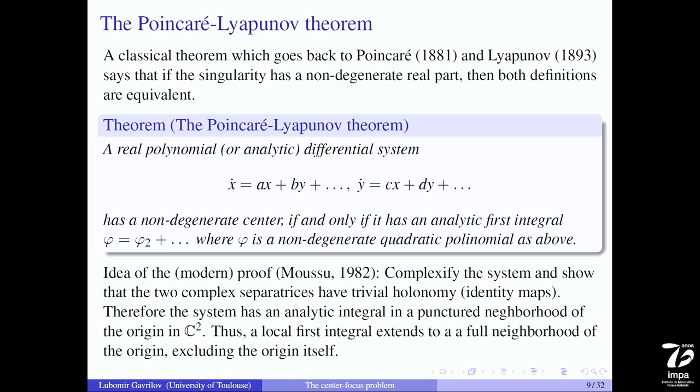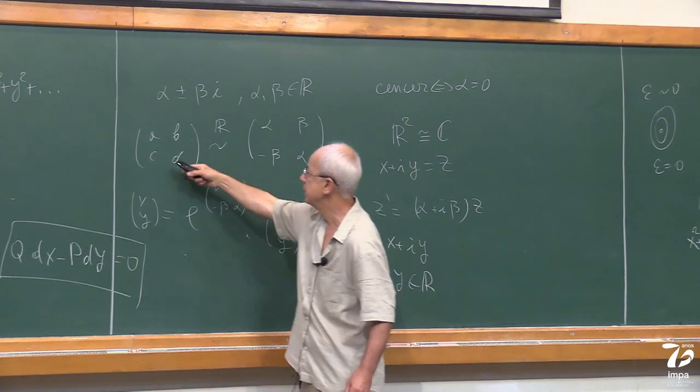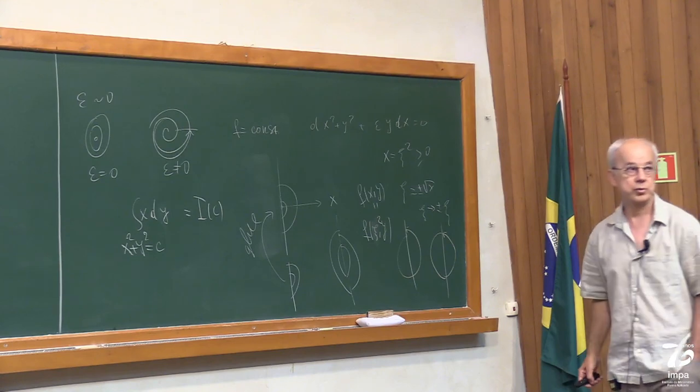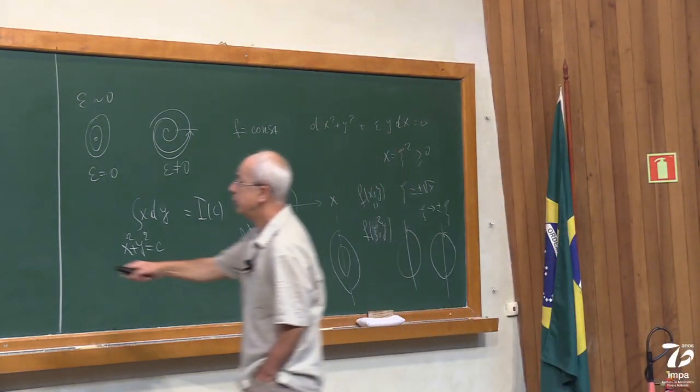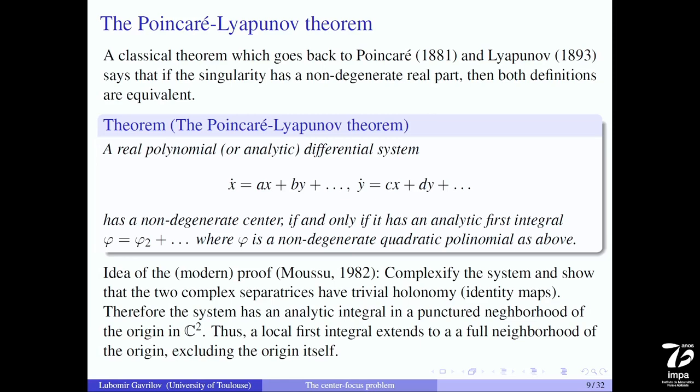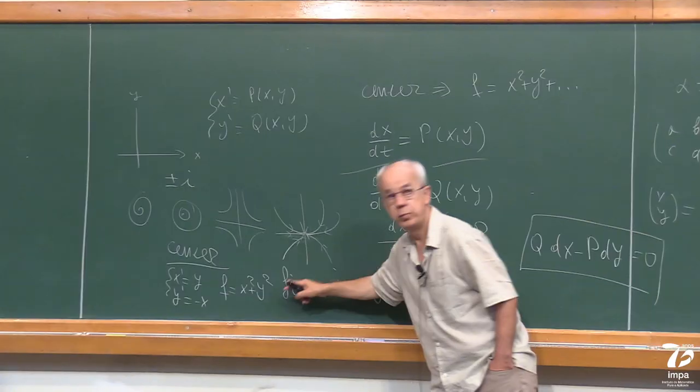So what does this theorem say? It says that if you take a nonlinear system, but its linear part is exactly what I described here, of this type, A, B, C, D, where the determinant is not zero, and suppose, moreover, that we have two complex conjugate eigenvalues, exactly this situation. We know everything in the linear case, we can distinguish between center and focus. And so the answer of the Lyapunov-Poincaré theorem is that the same happens in the nonlinear case. So we have a geometric center if and only if we have an analytic first integral. Moreover, this analytic first integral begins with x squared plus y squared, plus other terms.